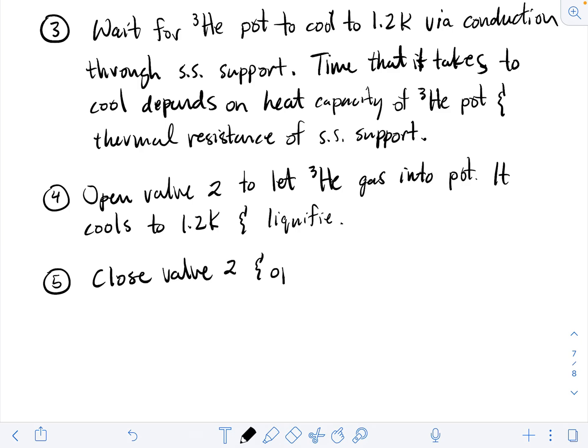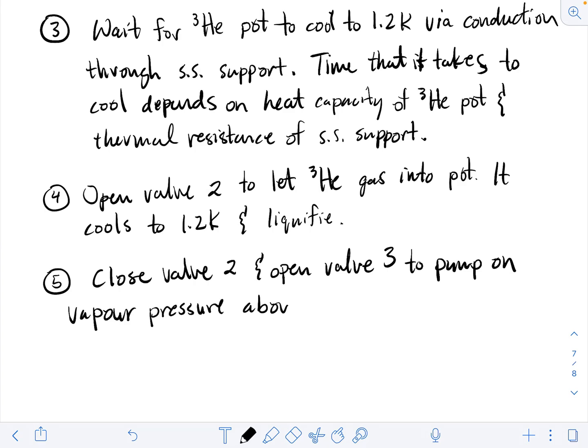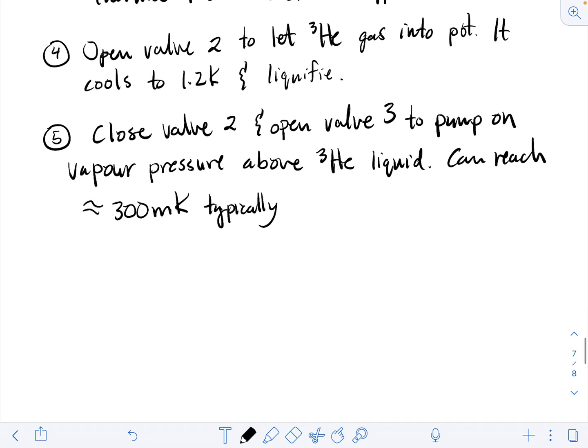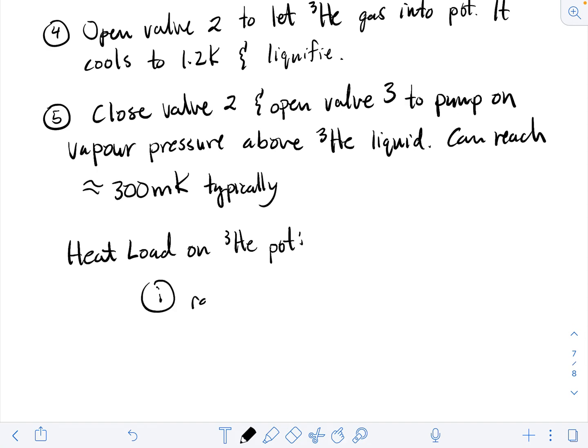So close valve 2 and open valve 3 to pump on the vapor pressure above the liquid helium-3. We can reach, using this method, typically around 300 millikelvin. Again, that base temperature will depend on the heat load on the liquid helium-3 bath, and so this heat load on the helium-3 pot are the same sorts of things that we already talked about.